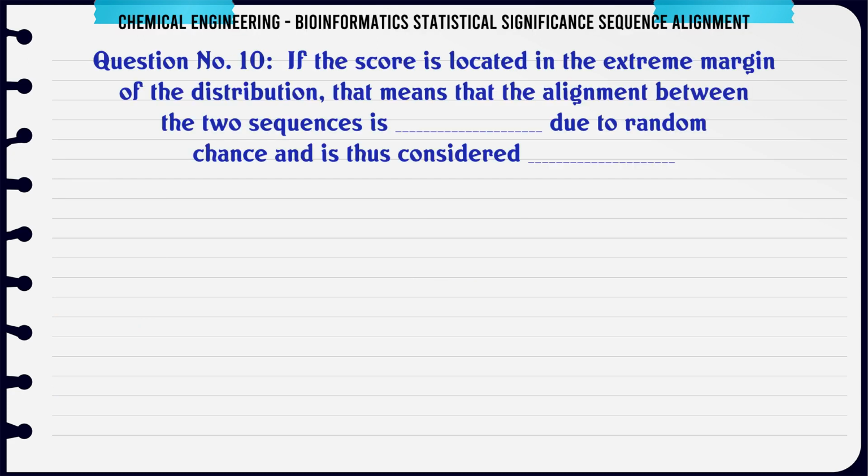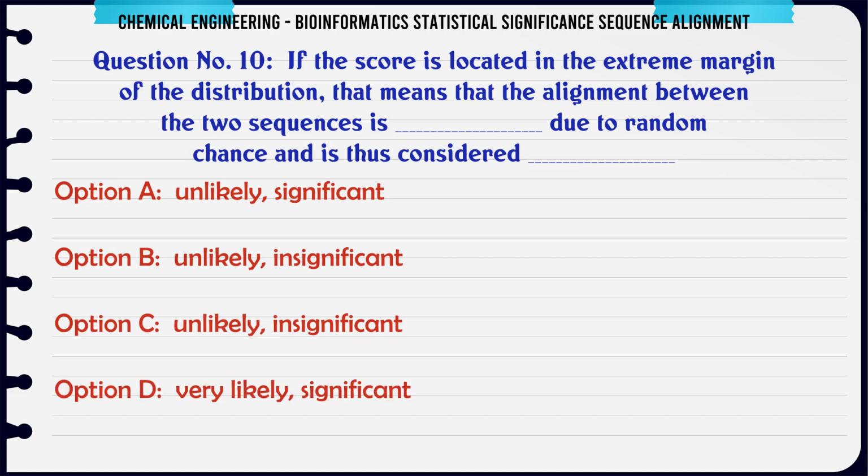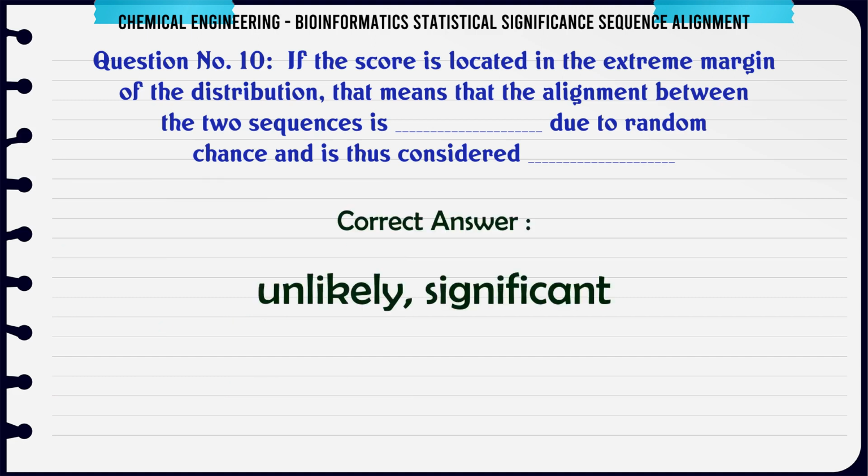If the score is located in the extreme margin of the distribution, that means that the alignment between the two sequences is due to random chance and is thus considered A. Unlikely significant, B. Unlikely insignificant, C. Unlikely insignificant, D. Very likely significant. The correct answer is unlikely significant.